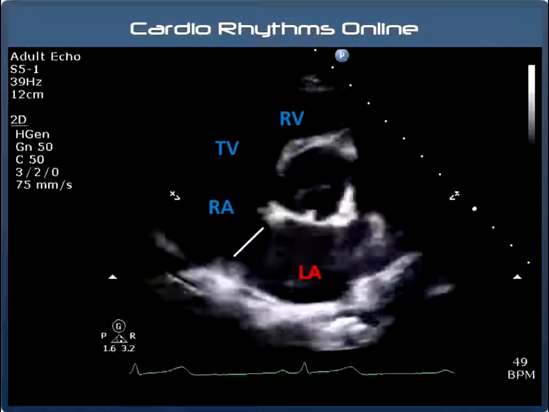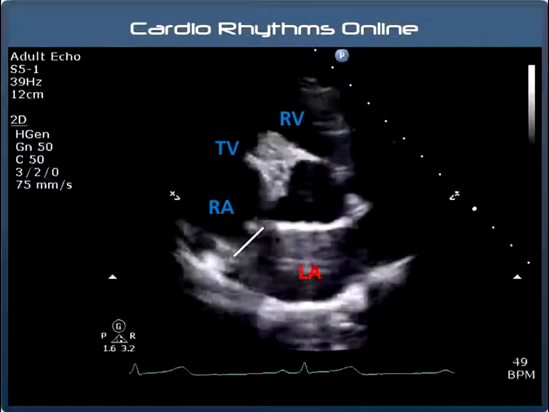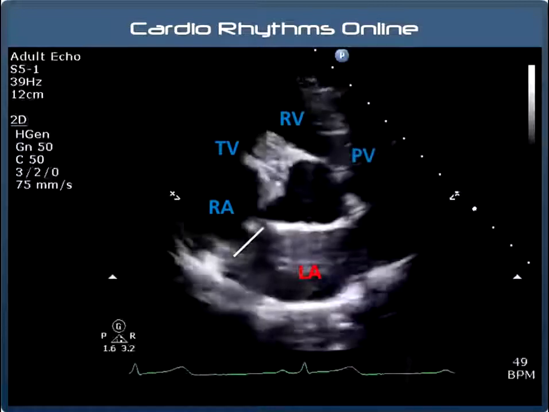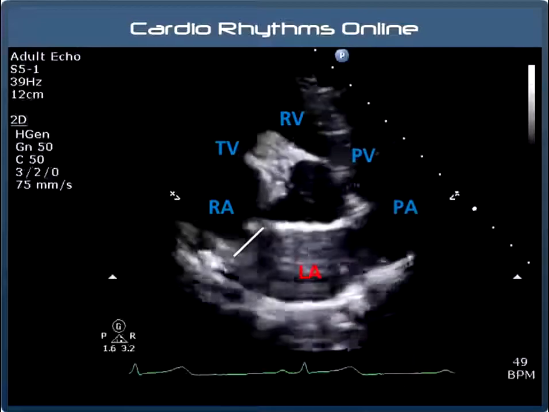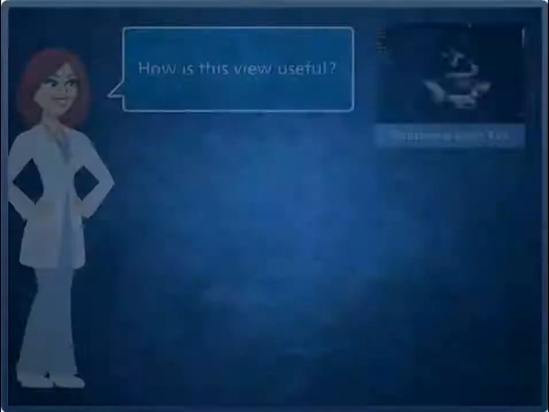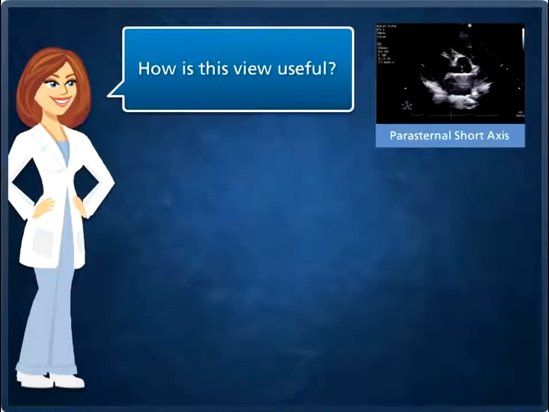Angling up a bit further, we would then also be able to view the pulmonary valve and then the pulmonary artery a little more clearly than we can see here, but this will give you a rough idea of where you'll see those structures. We mainly use this view to assess the structure of the aortic valve, so checking that it has three cusps. This is also a good view for visualising certain types of ventricular septal defects.